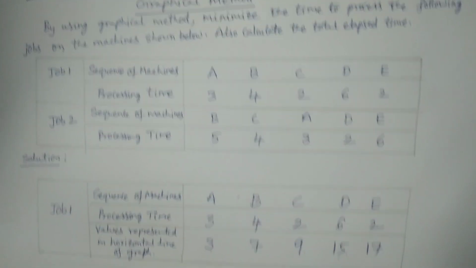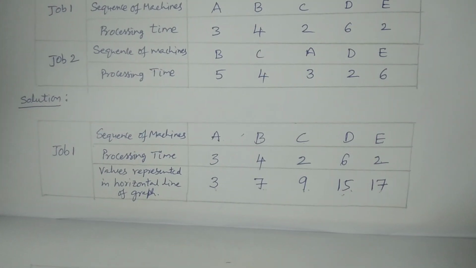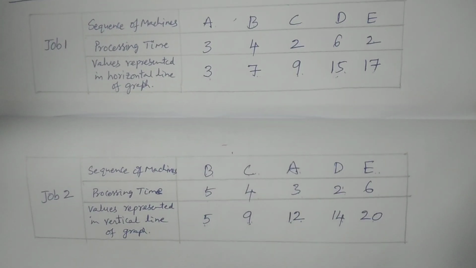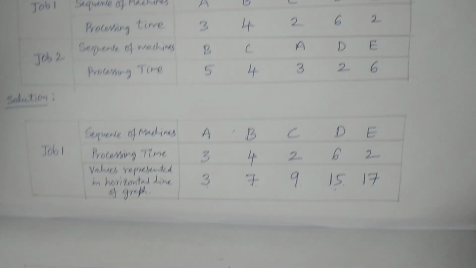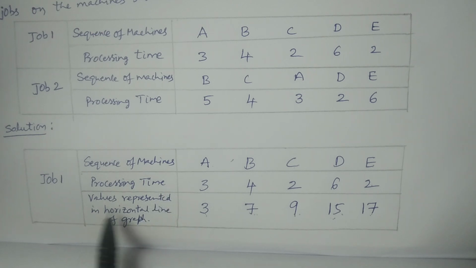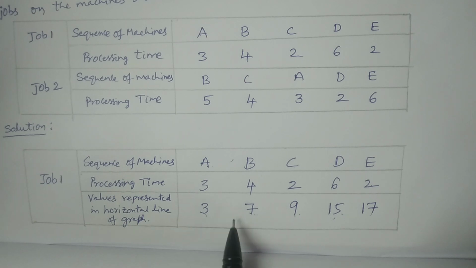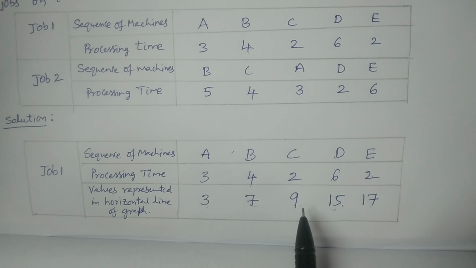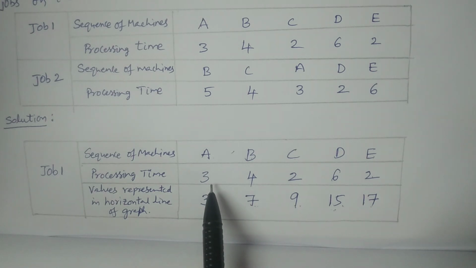So now what is the solution of this particular problem? First of all, we have to prepare the table for job 1 and job 2 like this. What is the table? For job 1, sequence of machines, processing time, the values are represented in the horizontal line of the graph. In the horizontal line, what values are represented? That is going to be considered first. Just by simple adding, the cumulative values are required to be calculated for processing times. So it is very simple.